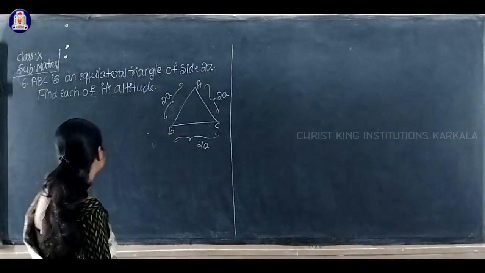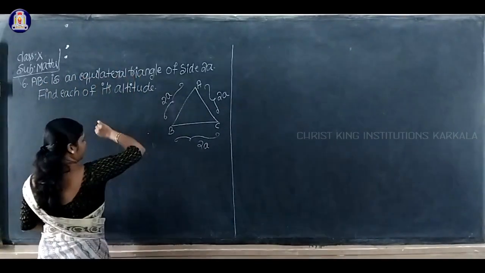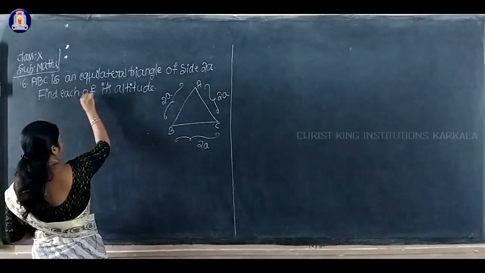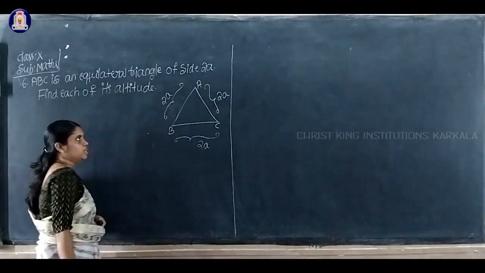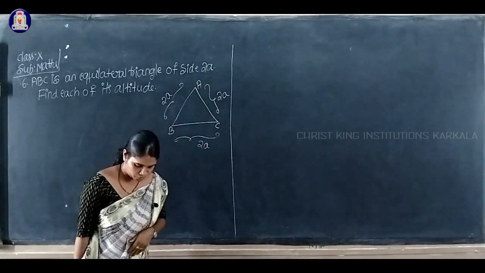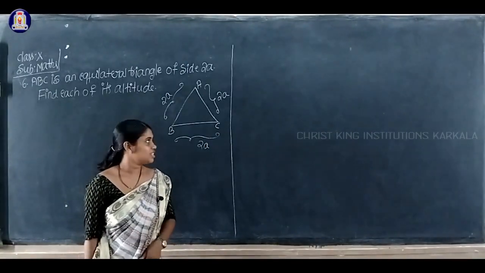Next problem: ABC is an equilateral triangle of side 2A, find each of its altitudes. So this is one triangle, this is one of the equilateral triangles.